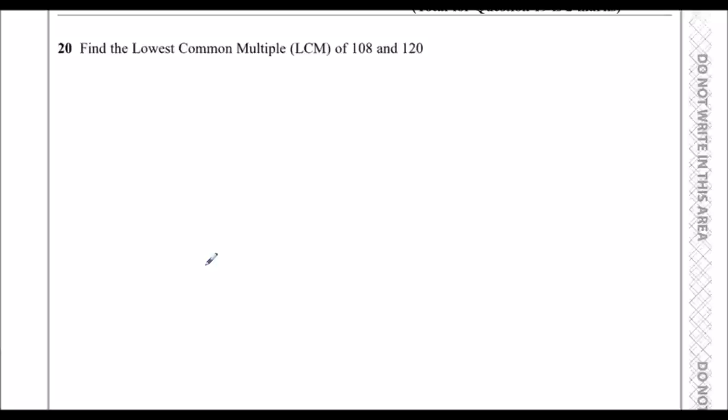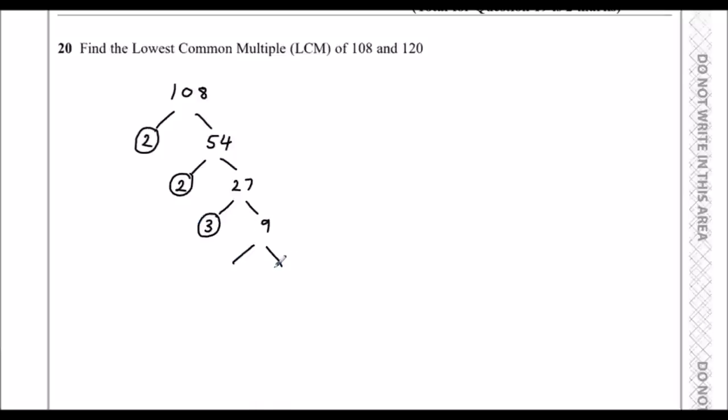Question 20. Find the lowest common multiple of 108 and 120. So that's the lowest number that's in the 108 and the 120 times tables. We can find this by breaking these numbers down into their prime factors. So if we start with 108, that's 2 times 54. 2 is a prime number, 54 isn't, because 54 is 2 times 27. 2 is prime, 27 isn't, because it's in the 3 times table, it's 3 nines. 3 is prime, and 9 can be broken down into 3 squared, 3 times 3.